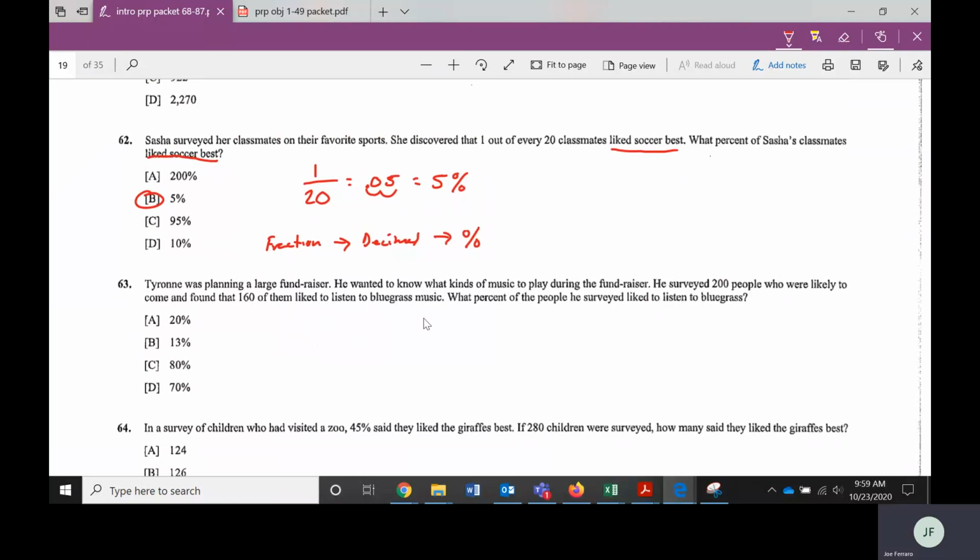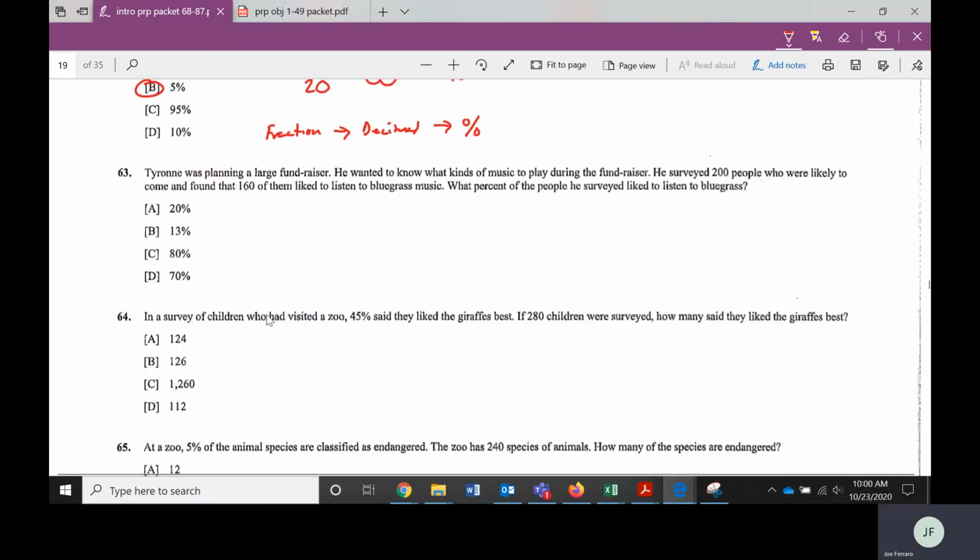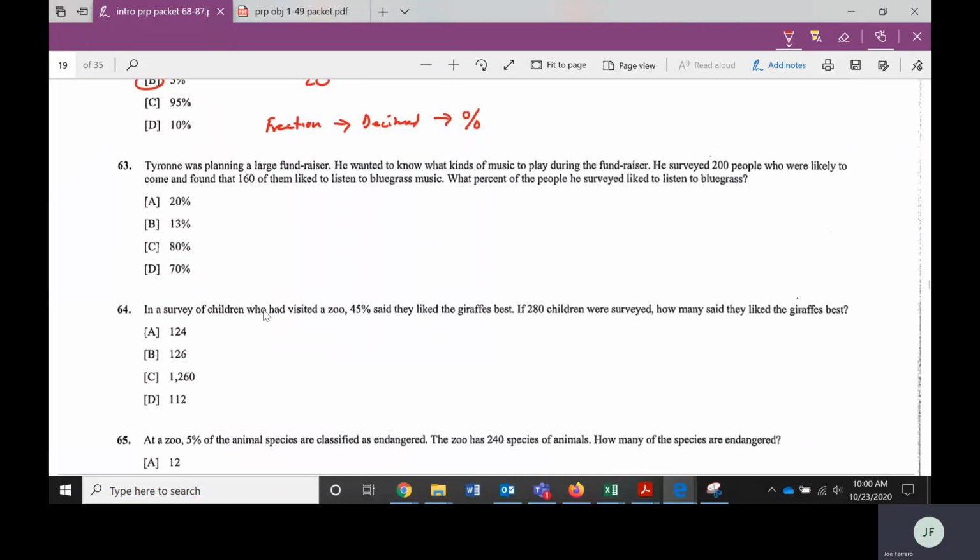So they're planning a large fundraiser. He wants to know what kind of music to play during the fundraiser. So he surveyed 200 people who were likely to come and found that 160 of them like to listen to bluegrass music. It says, what percent of the people surveyed like to listen to bluegrass music?